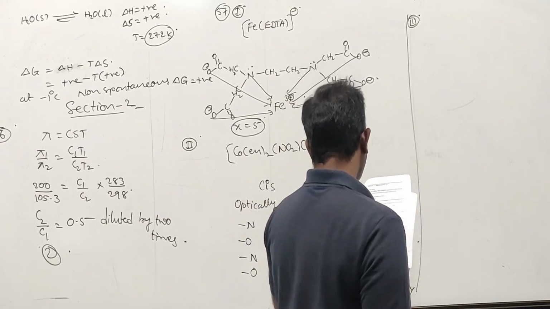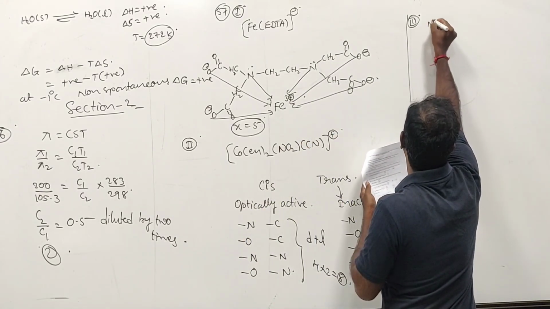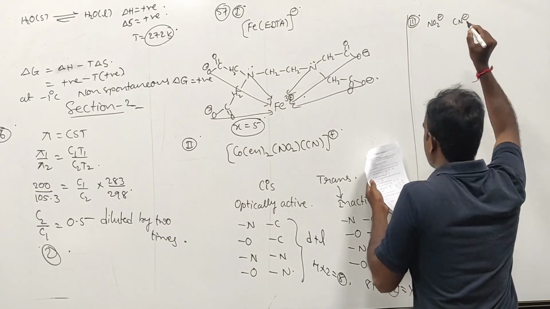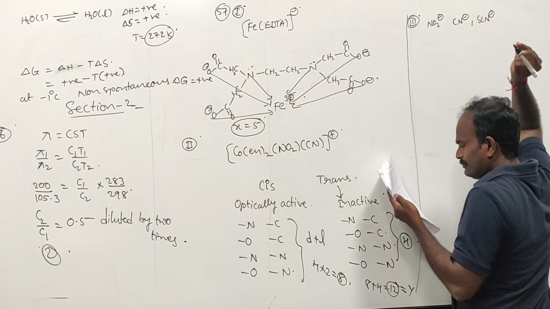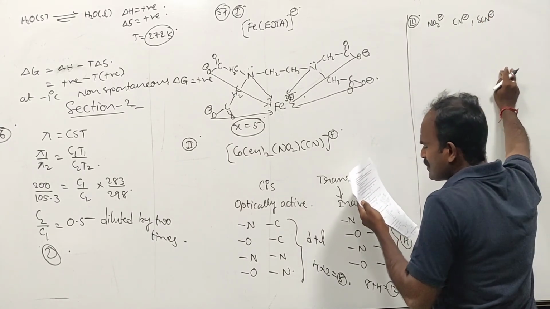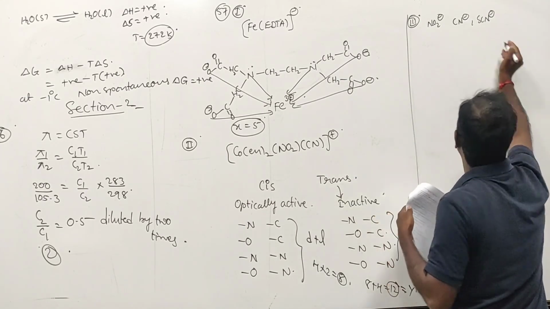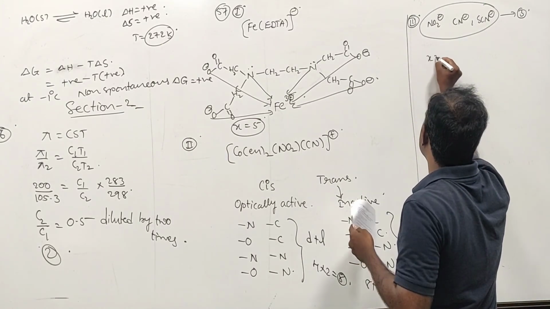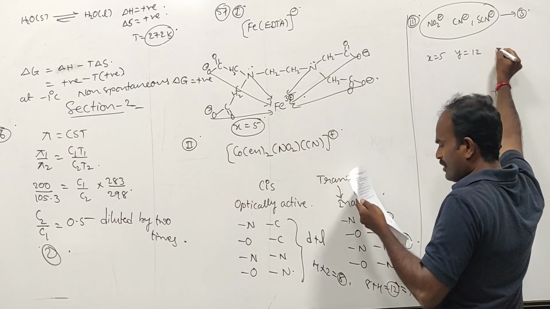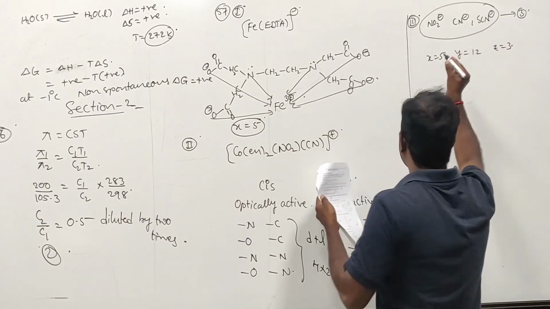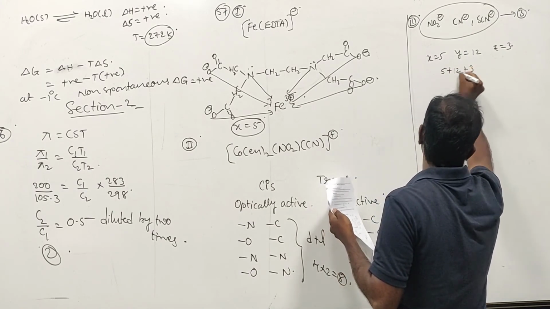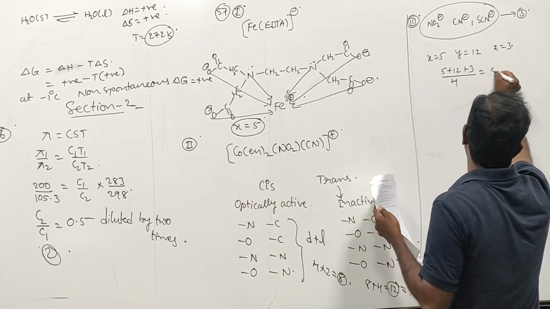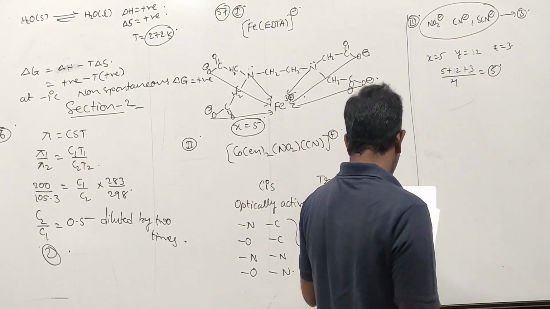Next, third one that we have, number of ambidentate ligands. I minus is not ambidentate. NO2 minus is ambidentate, 1. CN minus is ambidentate, 2. Next, SCN minus is ambidentate, 3. C2O4 2 minus is not ambidentate. NH3 is not ambidentate. En is not ambidentate. Therefore, these 3 are going to be ambidentate. Such that X is equals to 5, Y is equals to 12, and here Z is equals to 3. And what they are asking? 5 plus 12 plus 3 divided by 4, that is equals to how much? This is 5. Therefore, answer is going to be 5.